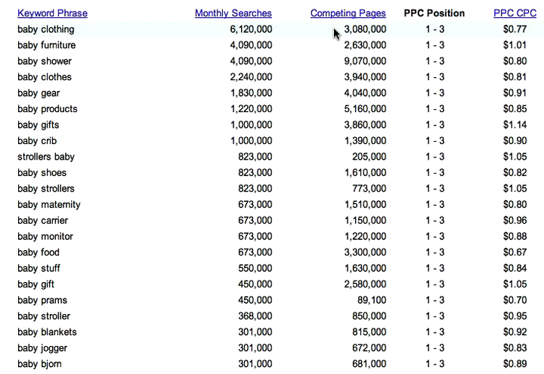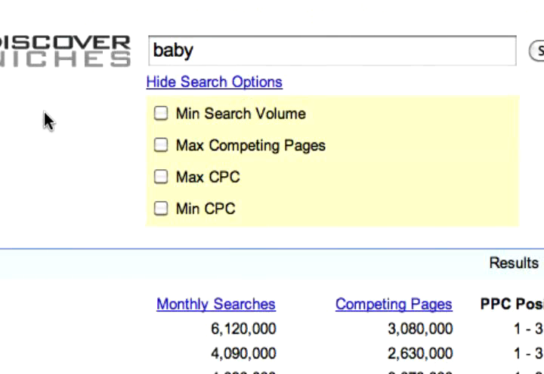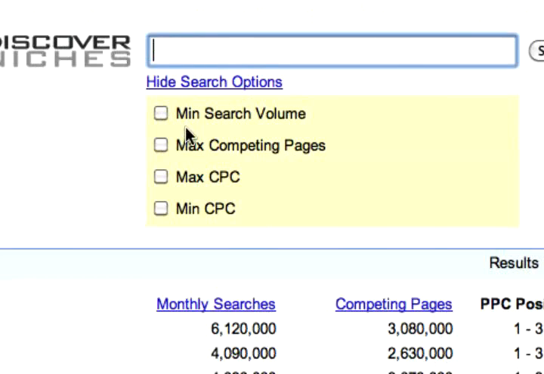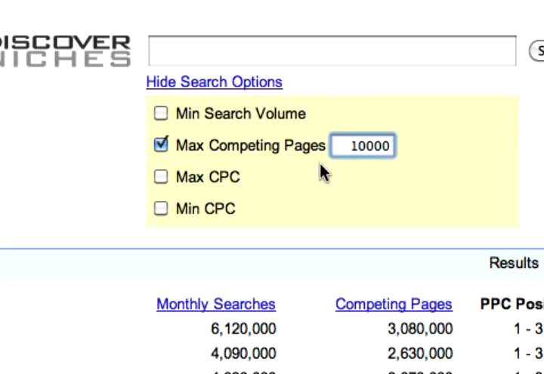And so baby clothing, while that may not be the keyword, it's certainly a huge niche, as we can tell from the number of monthly searches. And we can use baby clothing and go find other keywords that we could enter into that niche. But we can also use Discover Niches to be a little more sophisticated, okay? So let's say we want to look at just the very low competition, okay? So let's get rid of baby. And let's say that we want to look at keyword phrases and things that are being sold online where there's only 10,000 competing phrases, okay?